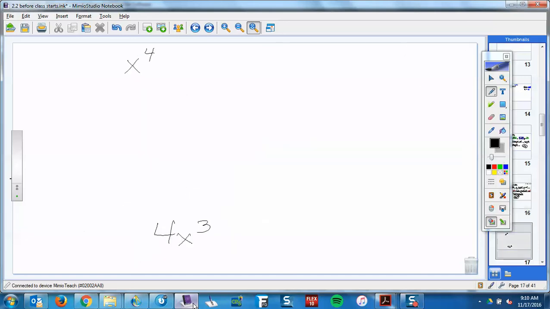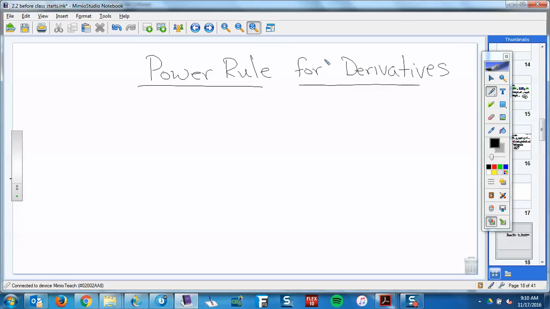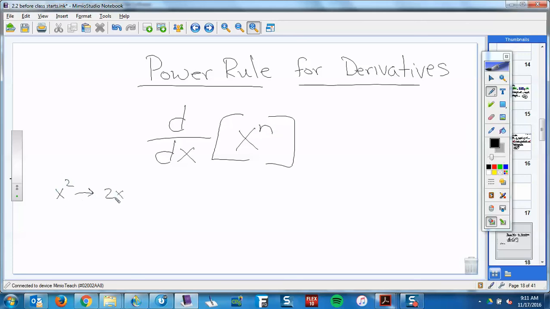All right, so in your notes, if we had to summarize this as a rule, which is called the power rule, if you have x raised to any power, now look what we've already learned. We did x squared and it came out to be 2x. We had x cubed and it came out to be 3x squared. We had x to the fourth and it came out to be 4x cubed, which we just did on the calculator.